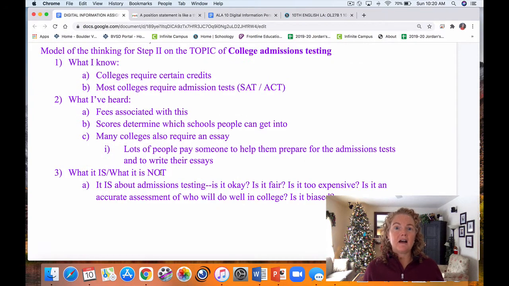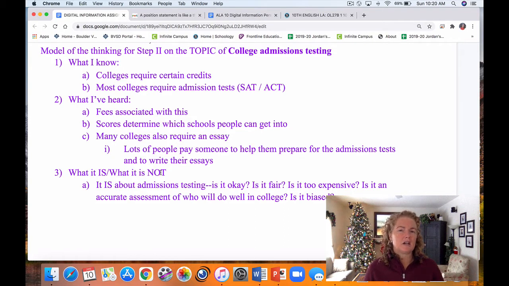So here's a model of that thinking that I just walked through with you. The model is in purple, and this one discusses the topic of college admissions testing. So here's what I already know if I brainstorm. I know that colleges require certain credits and that most colleges also require admissions test in the form of like the ACT or the SAT.